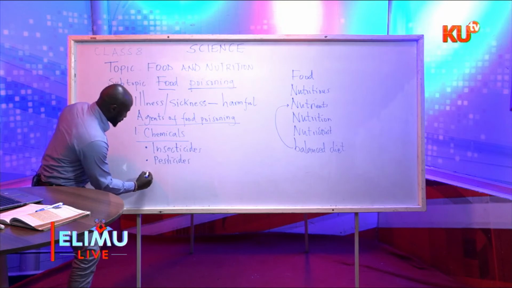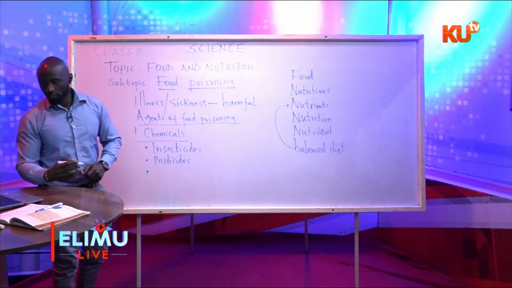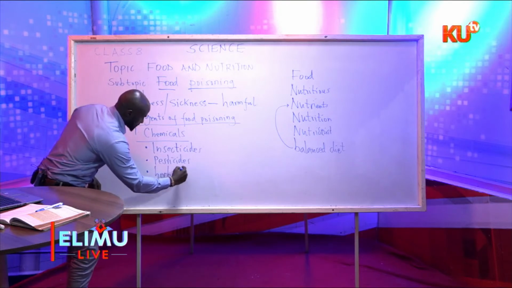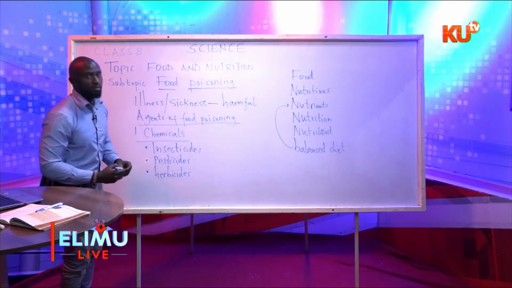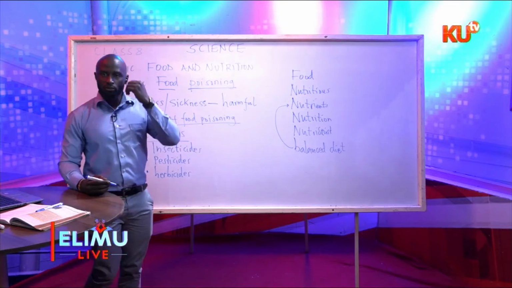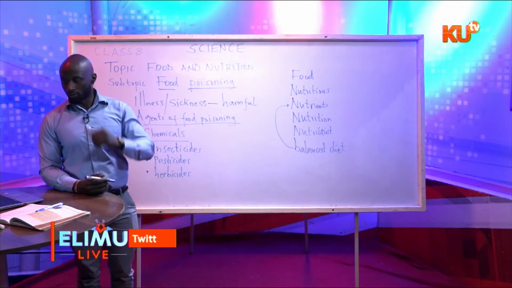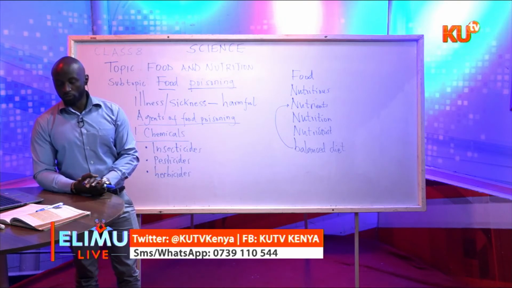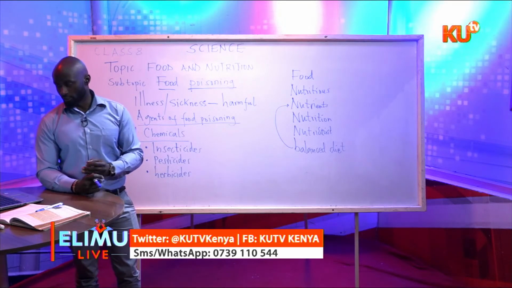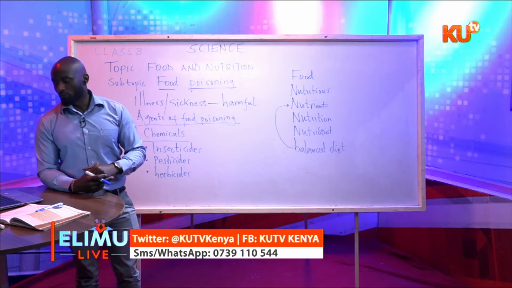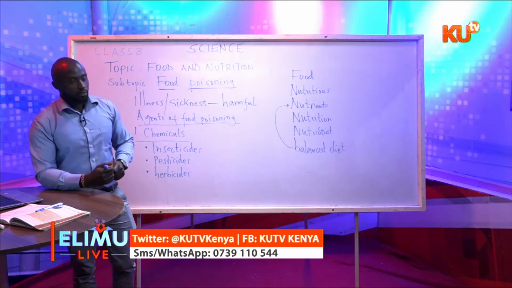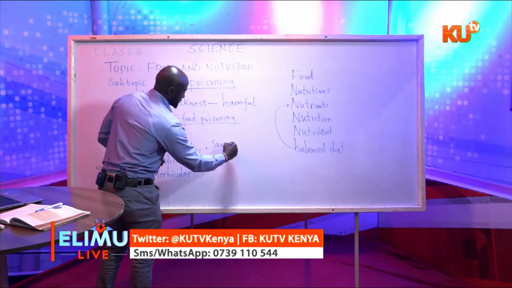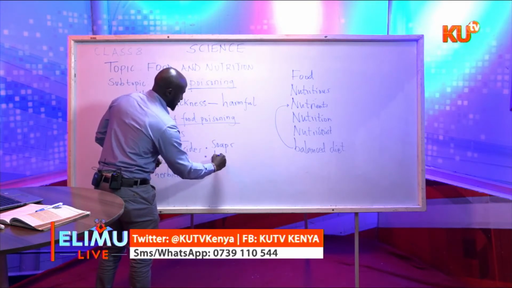Let's keep on going. Number three, we shall have herbicides. Herbicides are also some of the chemicals found at home that, when they find their way onto food and we consume that food, can lead to food poisoning. Soaps are some of the other chemicals that we have at home. Detergents.